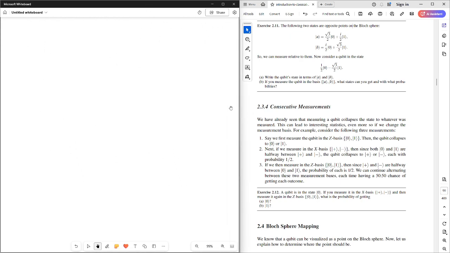Consecutive measurements. Every time we measure, we are collapsing to a given state. However, we can get around that by measuring in different bases for consecutive measurements. For example, in this, what it's talking about, 2.3.4, let's say we measure first in the z basis. We measure in 0 or 1, so it's going to collapse to 0 or 1.